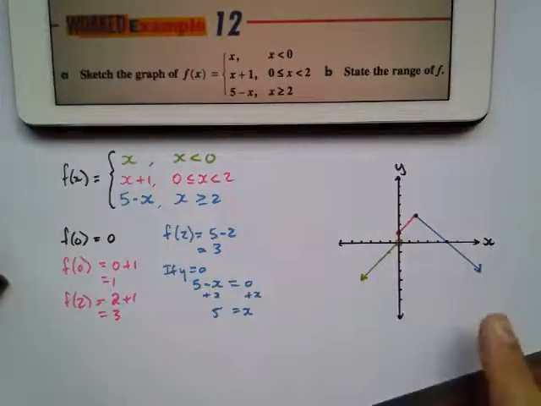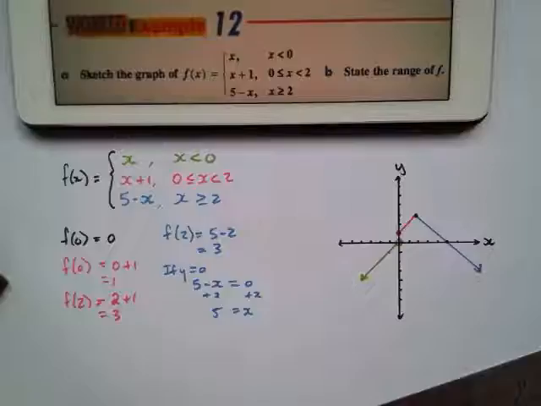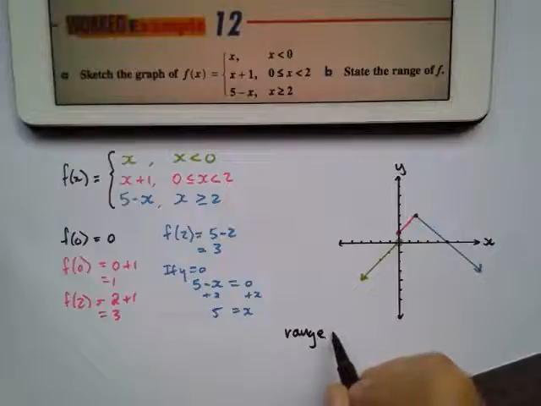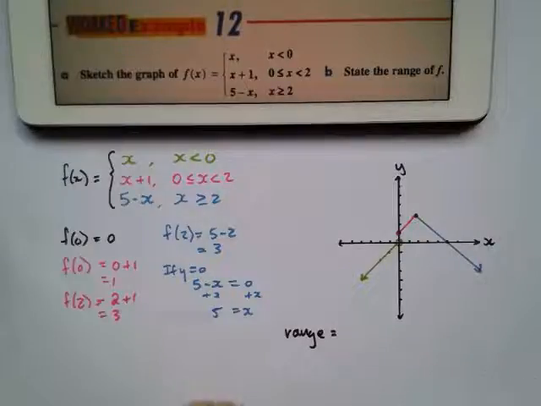That will carry on forever. That will go forever. So if I want to state the range, where's my range? I can see that my range is where do I find my y values. So my range equals, where will I find y values?